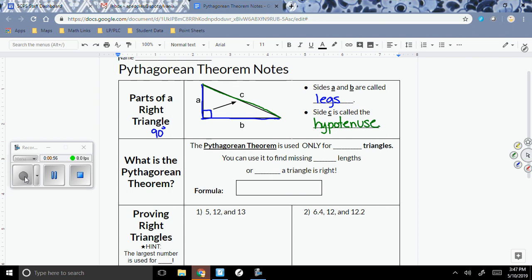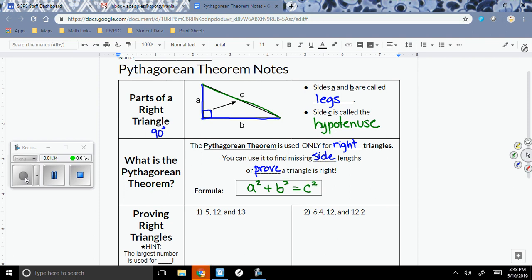All right. So first off, what is the Pythagorean theorem? The Pythagorean theorem is a relationship between these parts of a right triangle, and it can only be used for right triangles. So if you have a triangle that is not right, you can't use this theorem. We can use it to find missing side lengths or prove that a triangle is right. And the special formula, which we're going to put inside this box, this is the super important part, is a squared plus b squared equals c squared.